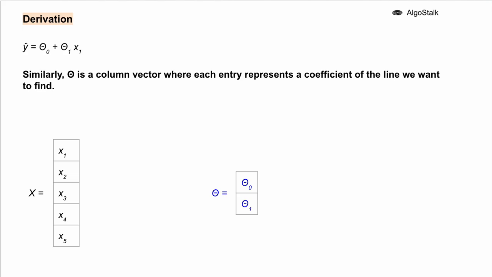Just like with x, theta is a column vector where each entry represents a coefficient of the line we are aiming to find. On this slide, you'll see theta as a 1 column 2 row matrix with values theta 0 and theta 1. These are the same coefficients we used in our linear equation at the top left. This matrix helps us adjust the line to best fit our data. Now we are setting up everything we need to derive the normal equation.